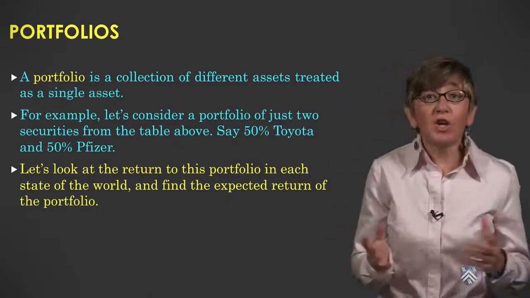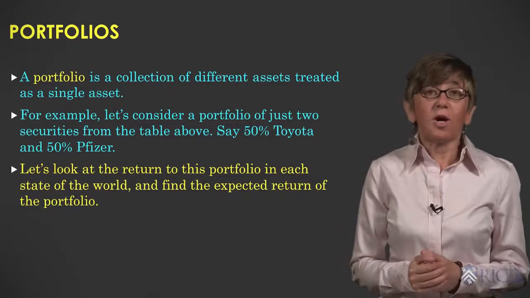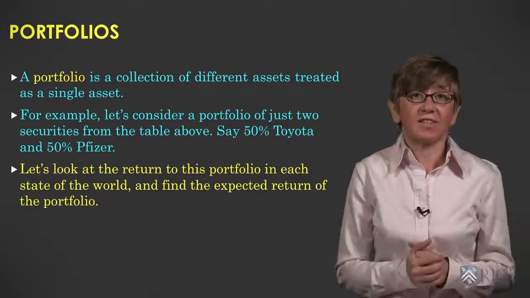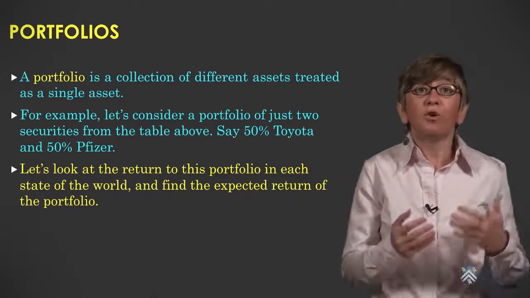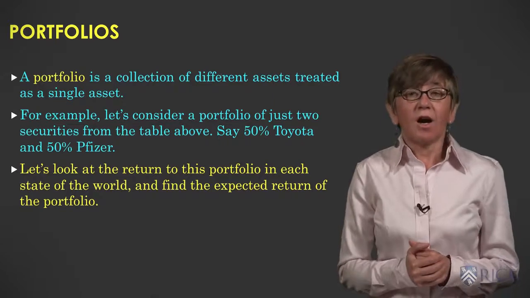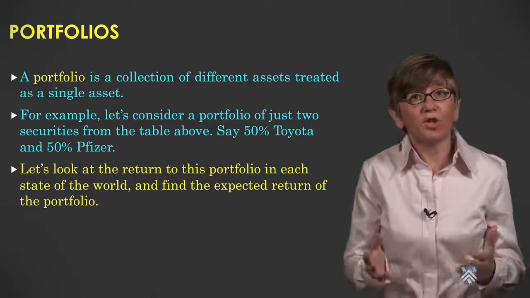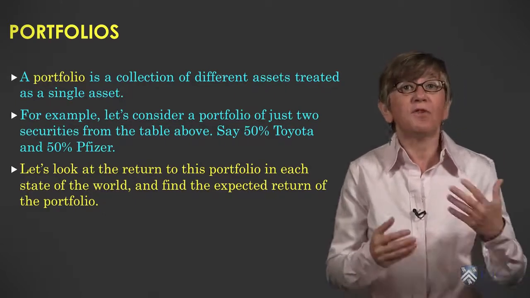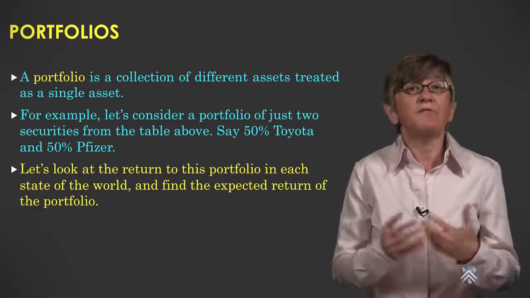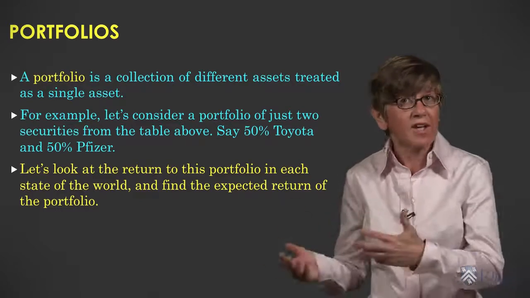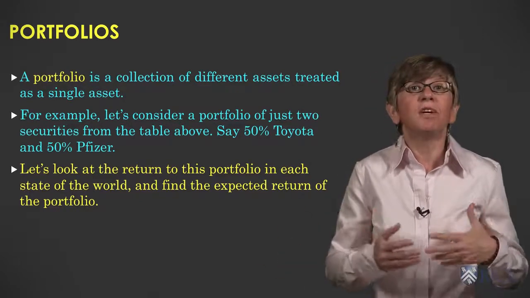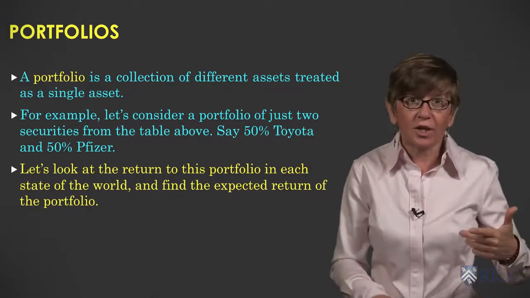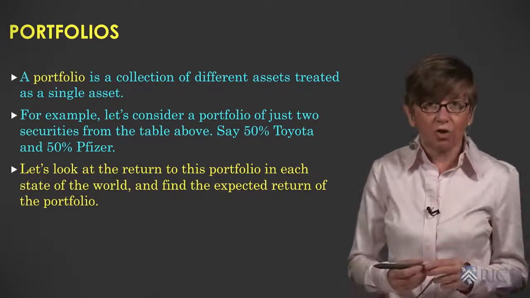What if you have a portfolio of assets? What is a portfolio? Well, a portfolio is a collection of assets that we can treat as if it's a single asset. So how would you find the portfolio expected return? For example, suppose you have a portfolio that consists of Toyota and Pfizer. Suppose you invested 50% of your wealth in Toyota shares and 50% in Pfizer shares. How would you compute the expected return on that portfolio? Well, let's first find the return to that portfolio in each state and then find the expected return.